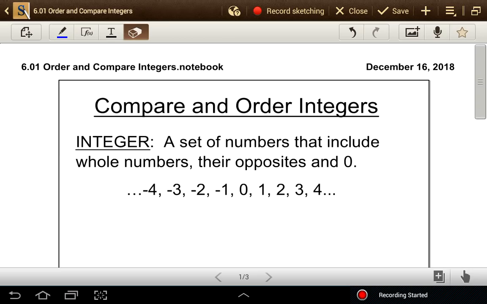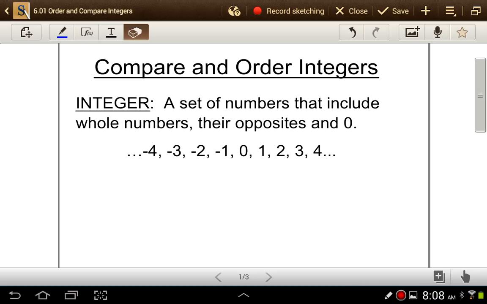Okay guys, today we're going to talk about comparing and ordering integers. First of all, let's talk about what an integer is. It's a set of numbers that include whole numbers, their opposites, and zero.